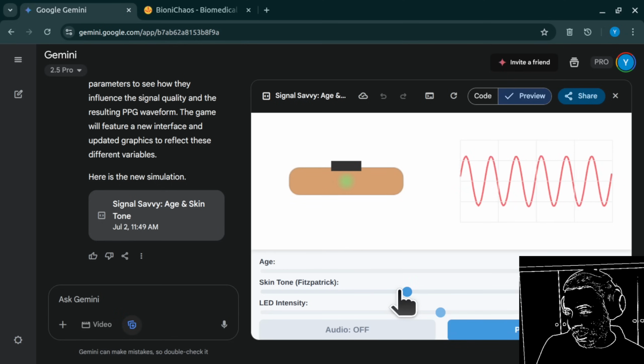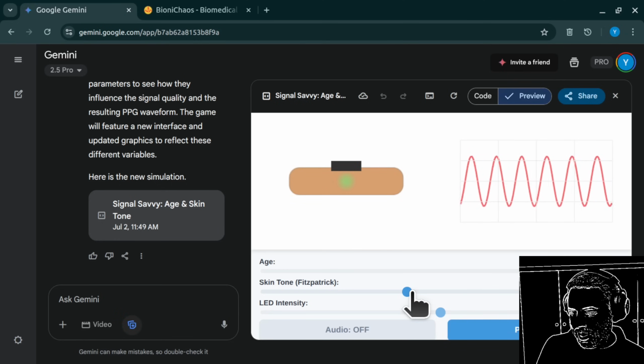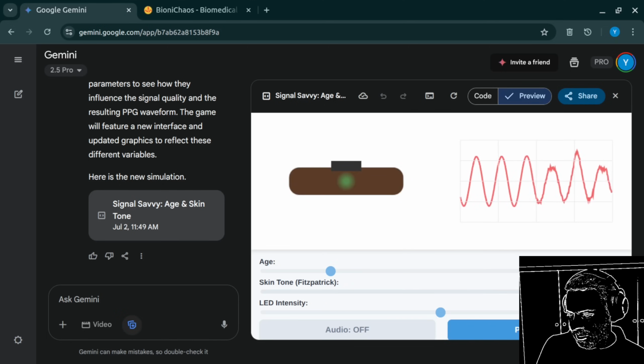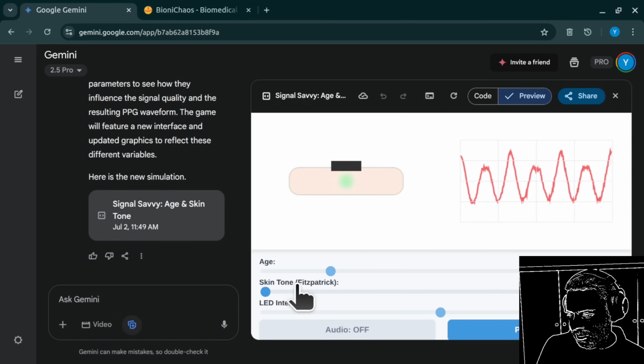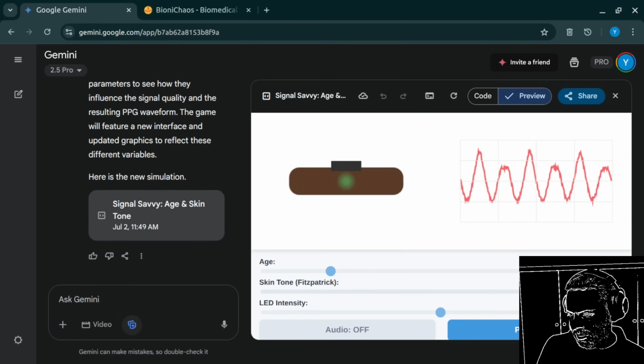The signal doesn't actually change in this case. We might need to fix the simulation that way. You're right. Upon closer inspection, it appears the simulation does not currently show a change in the signal quality when adjusting the skin tone slider. It might be an area for improvement in the simulation.